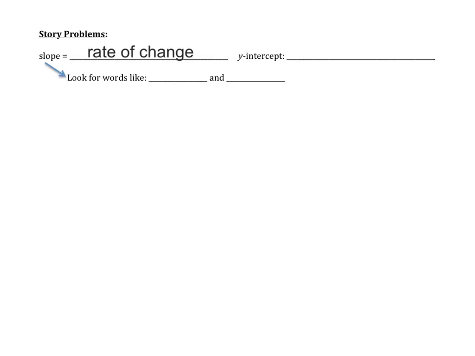When you're trying to identify what is your rate of change or your slope, look for words like per or each. So again, you might see things like how much money you're spending per month, or how much you're charged per apple, or whatever the case may be. You might see each week you pay this much. So look for words per and each to identify your slope.